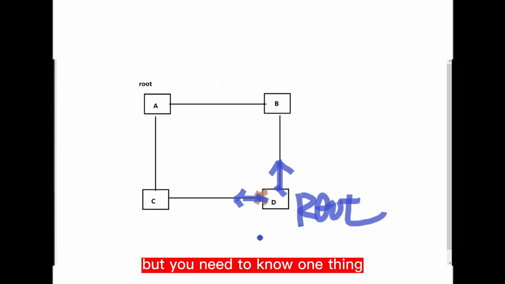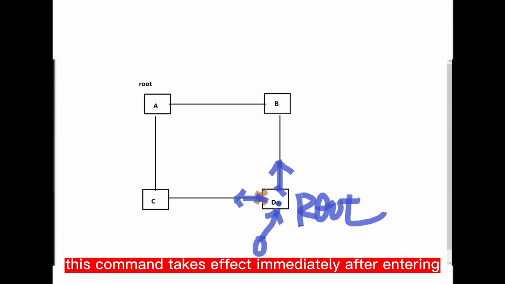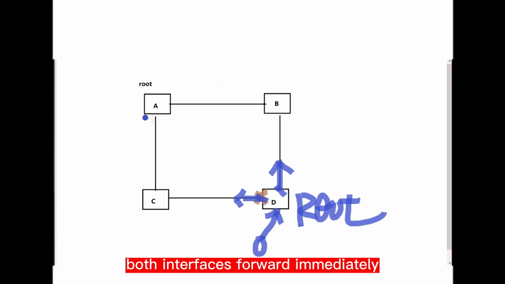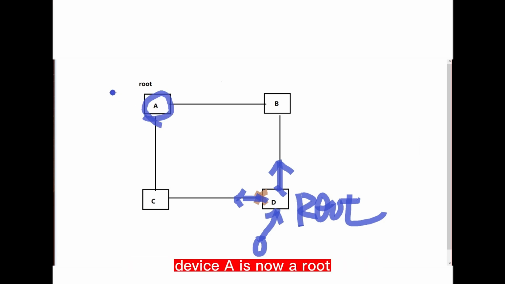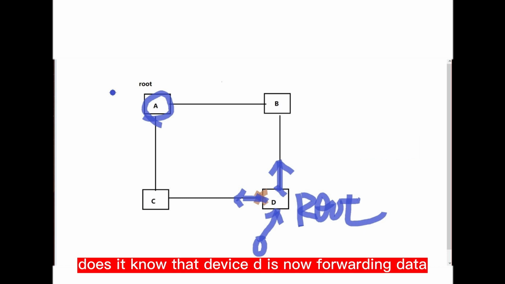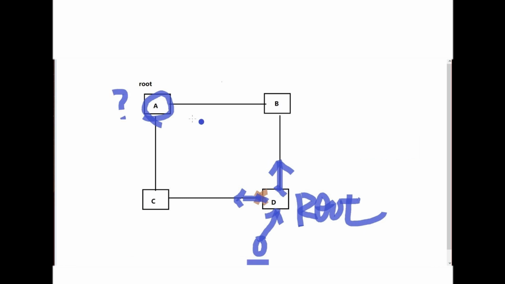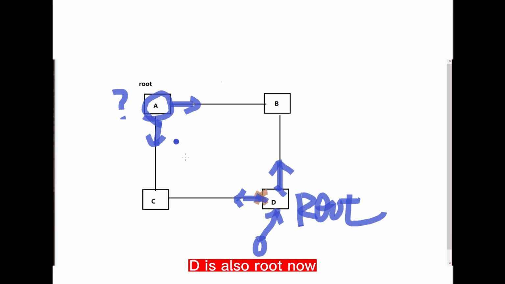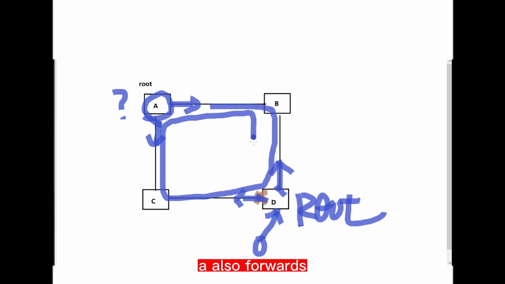But you need to know one thing. When you finish manually tuning, this command takes effect immediately after entering. The device knows it is the root, and both interfaces forward immediately. Device A is also a root. Does it know that device D is now forwarding data? Because A is originally the root, its 2 interfaces are also forwarding. D is also root now, so it also forwards, and A also forwards. This is a short loop.